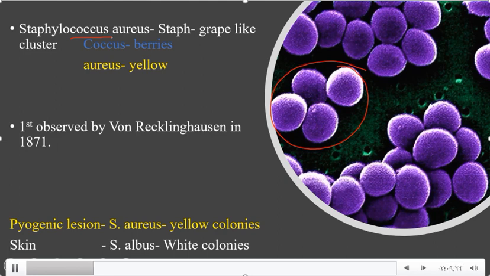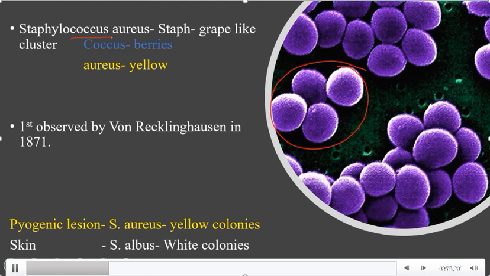Staphylococcus aureus is spherical in shape. It is a gram positive bacterium, and aureus means yellow in color, in terms of the colonies. So Staphylococcus aureus will produce yellow colonies on nutrient agar. It was first observed by von Recklinghausen in 1871. He observed Staphylococcus bacteria in pus.